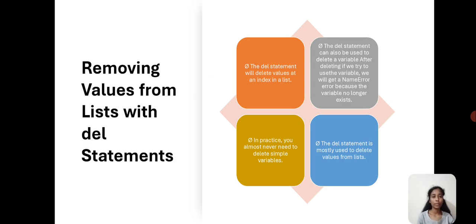Removing values from list with del statements. The del statement will delete values at an index in a list. The del statement can also be used to delete a variable. After deleting, if we try to use the variable, we will get a name error because the variable no longer exists. In practice, you almost never need to delete simple variables. The del statement is mostly used to delete values from the list.